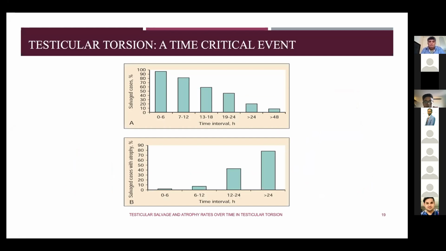So this is a graph here that proves that testicular torsion is a time critical event. As seen in A, the bar graph A, testicular salvage rates increase if the intervention is done within 0 to 6 hours, and subsequently decrease as time passes. Subsequent atrophy is also reduced in patients who had an intervention done within 0 to 6 hours, and atrophy increases along with time as well.